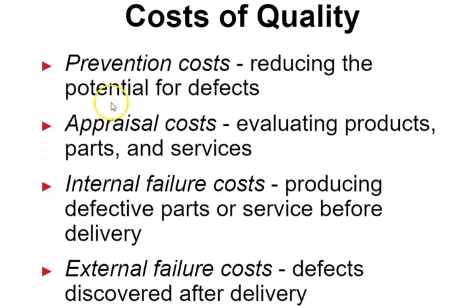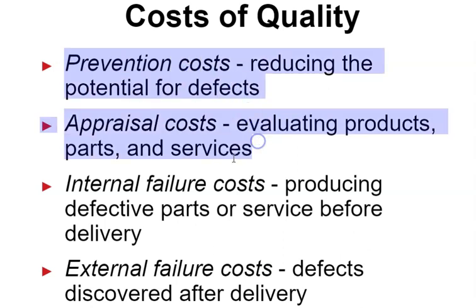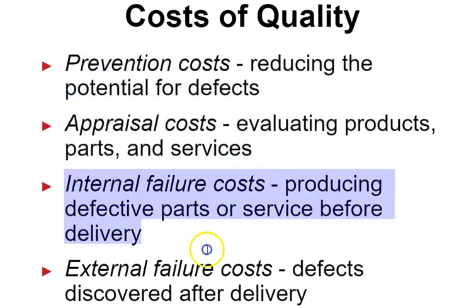Costs of quality. Prevention costs: reducing the potential for defects. We did talk about this earlier, that it helps reduce a lot of costs if you get things done correctly the first time. Appraisal costs: evaluating products, parts and services. That reduces a lot, and it's much lower than when you let failures happen and then repair them, or external failures happen and then repair them, right? It's better to have appraisal cost or prevention cost before things go wrong. That's much lower in cost compared to these two, internal failure and external failure costs.